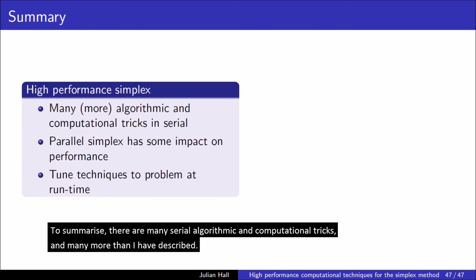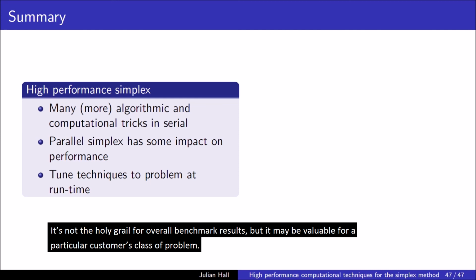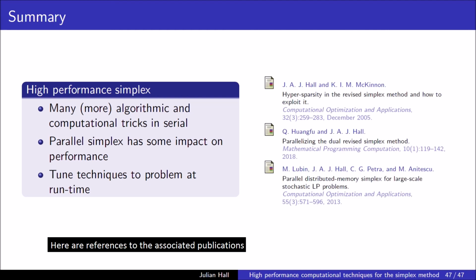To summarize, there are many serial algorithmic and computational tricks, and many more than I have described. Exploiting parallelism can have a significant impact on performance for amenable problems. It's not the holy grail for overall benchmark results, but it may be valuable for a particular customer's class of problem. The ultimate performance gain comes from identifying and adapting the best combination of techniques to use at runtime. Here are references to the associated publications.